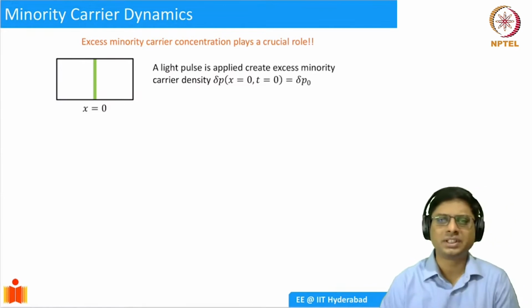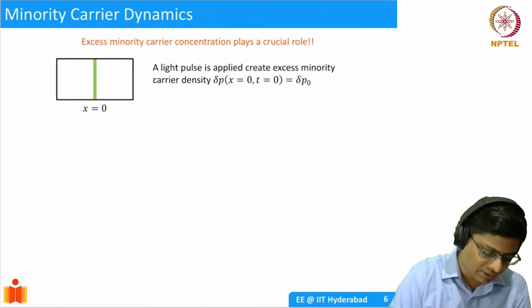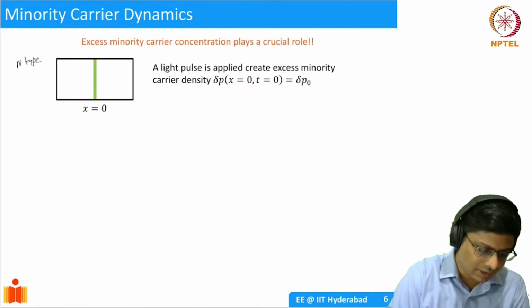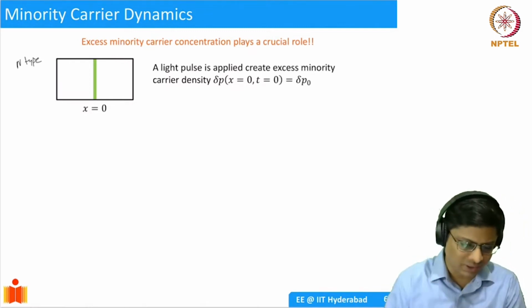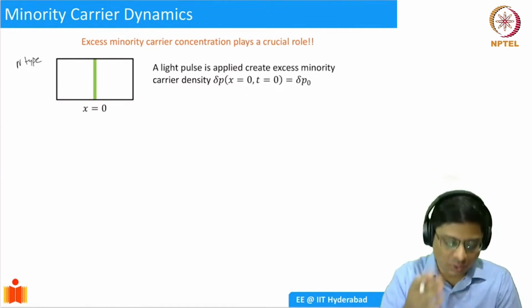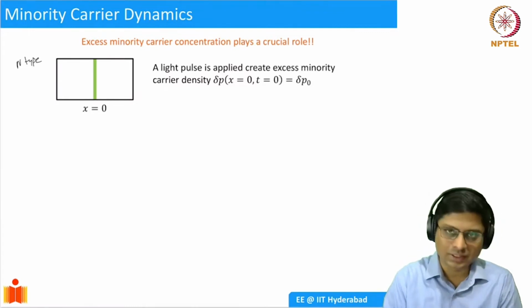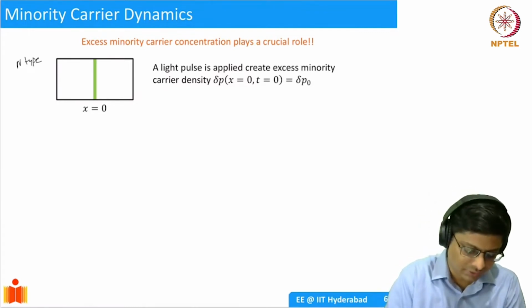Okay, you could easily take a P-type semiconductor. There's no difference at all. So an N-type semiconductor, okay, and it has some doping. Right now I don't need to worry about what the doping is, and I will shine light only at, I'll apply a light pulse. Okay, so only at x equal to 0, some position. This is position x.